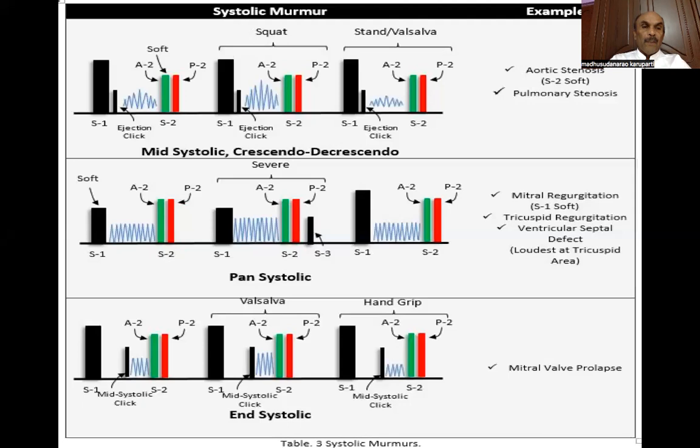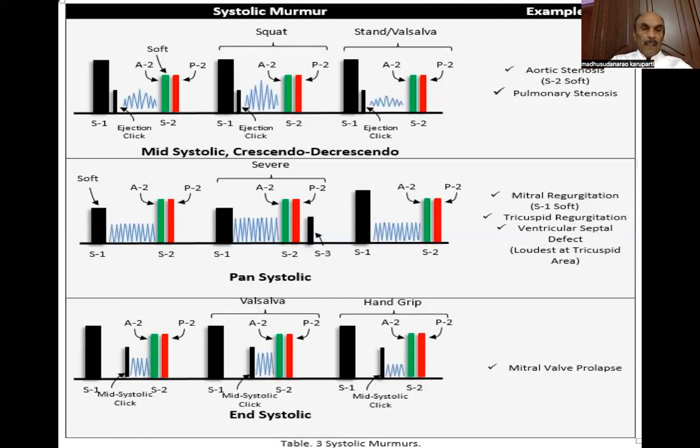This is the pictorial representation of the systolic murmurs. See the mid-systolic murmur, crescendo-decrescendo in quality. It starts with the first heart sound and ends just before the second heart sound. There is an ejection click following the first heart sound, especially in valvular stenosis.